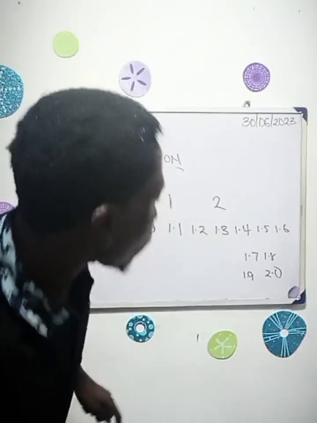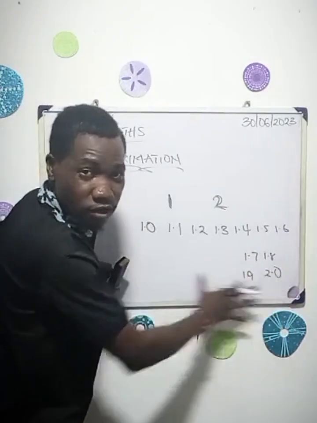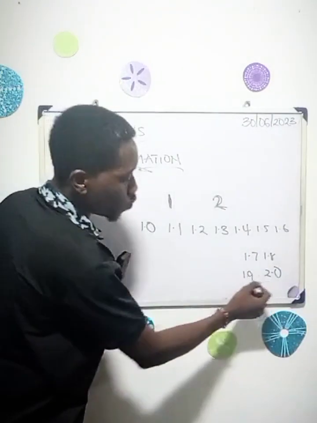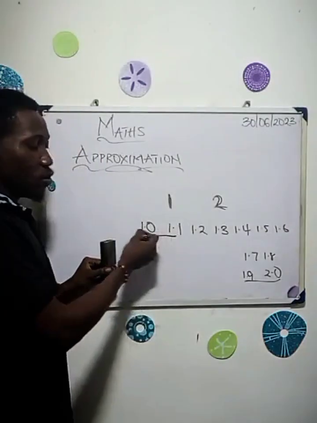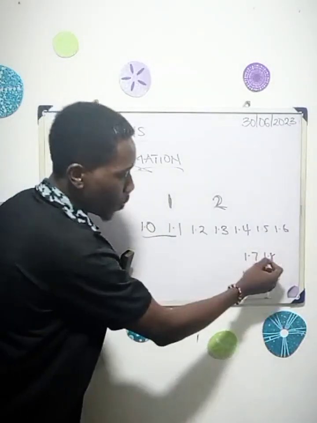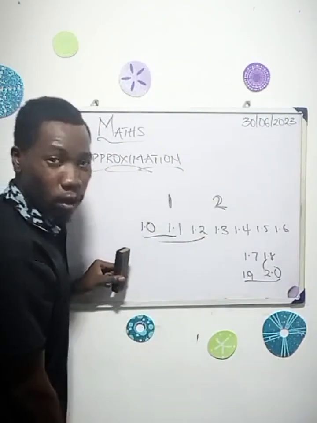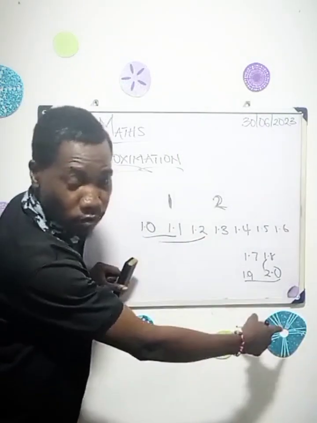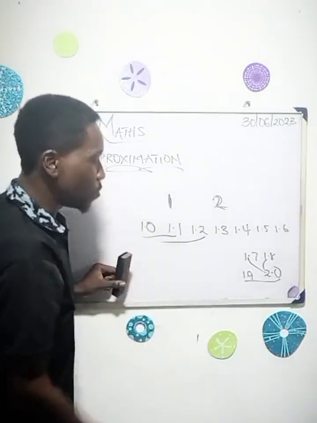So, between 1 and 2, you have these divisions, all right? Now, 1.9 is closer to 2.0. 1.1 is closer to 1.0. 1.8 is closer to 2.0. 1.2 is closer to 1.0 than to 2.0. 1.7 is closer to 2.0 than to 1.0.